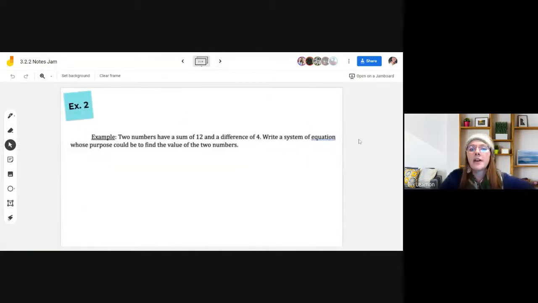So if we look here, we say 2 numbers have a sum of 12 and a difference of 4. Write a system of equations which purpose could be to find the value of the 2 numbers. So for right now, we're just going to look at this first sentence. Two numbers have a sum of 12 and a difference of 4. What are our two variables in here? Does anyone have a guess?